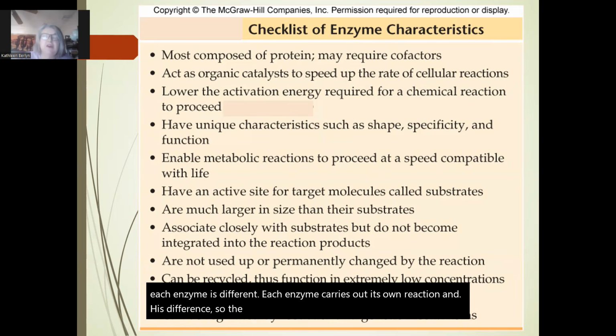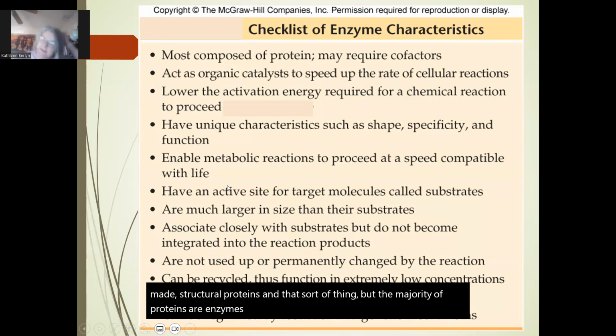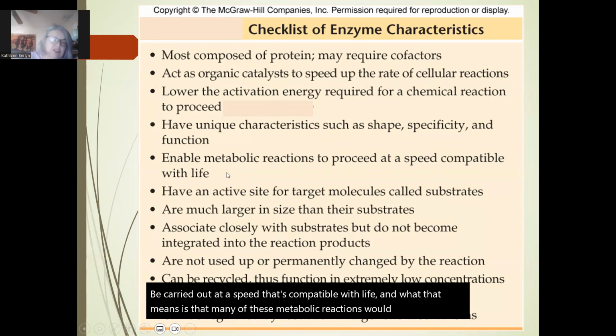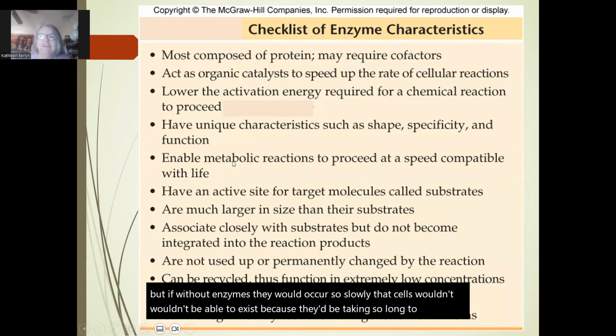So you can think about all the various biochemical reactions that happen in a cell. Cells need to make a lot of enzymes. E. coli, for example, carries about 4,000 genes, and well over 1,000 of them are enzymes. So, there are other proteins that are involved, structural proteins and that sort of thing, but the majority of proteins are enzymes. They enable reactions to be carried out at a speed that's compatible with life. And what that means is that many of these metabolic reactions would occur in nature, but without enzymes, they would occur so slowly that cells wouldn't be able to exist because they'd be taking so long to wait for various reactions to occur.